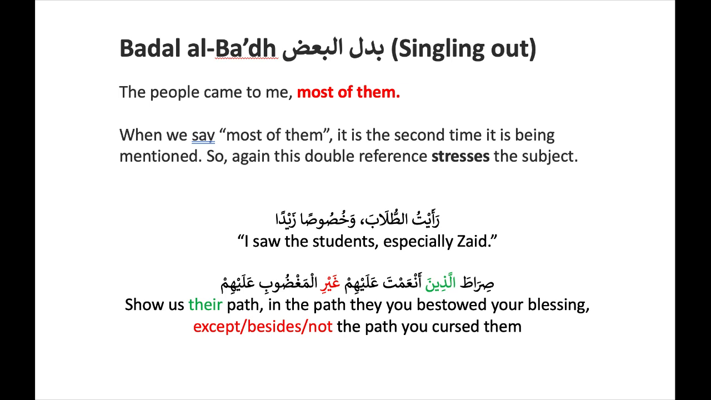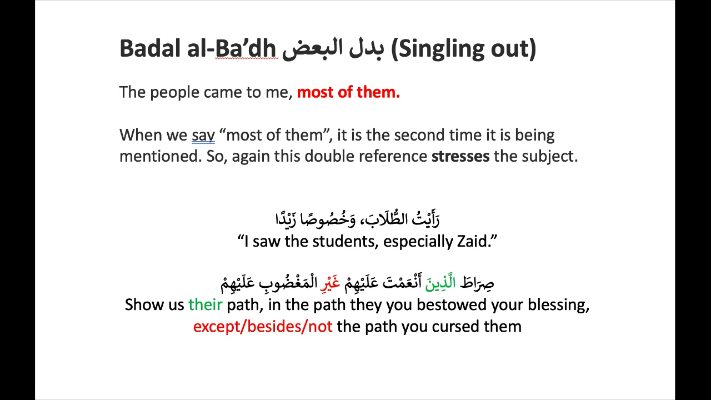Here is another example. رَأَيْتُ الطُّلَّابَ وَخُصُوصًا زَيْدًا. I saw the students, especially Zaid. Here Zaid is a specific part or a portion of the whole group of students. Here at-tullaba is Mubdal Minhu and Zaidan is Badal. Zaid is a specific part or a portion of the whole group of students. With this statement, Zaid represents only a part or portion of the ism it is replacing, at-tullaba.